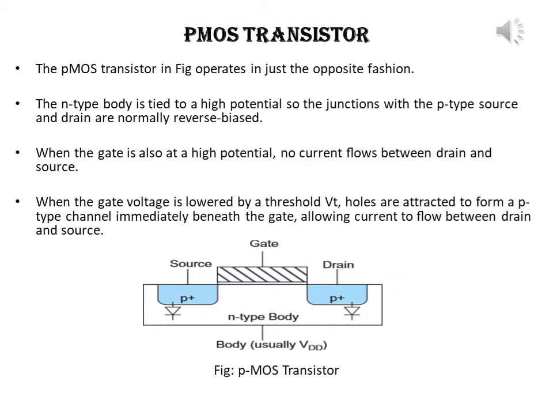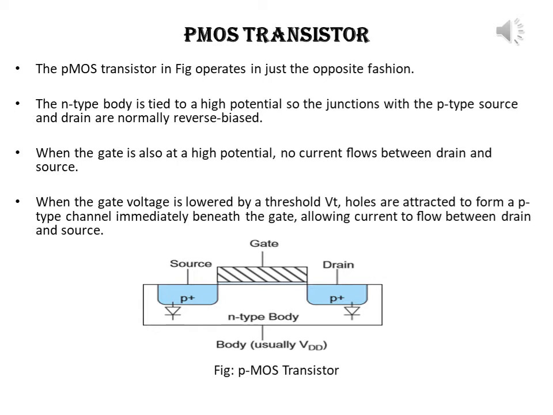So it is as shown in figure. You can observe that its operation is just opposite to the NMOS transistor, whatever we have discussed in the last class. Here the n-type body is tied to a high potential. So the junctions with p-type source and p-type drain are normally reverse biased.